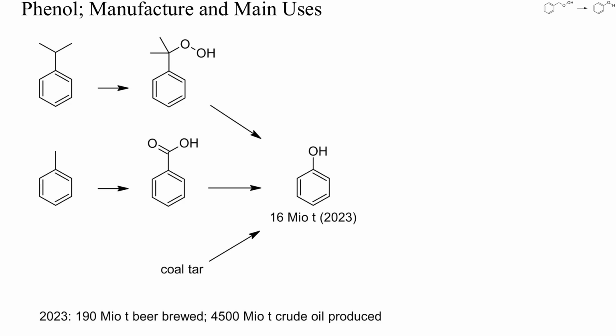To put the amount of produced phenol into perspective, about 10 times more beer is brewed worldwide, and the total amount of crude oil produced in 2023 was 4,500 million tons. Thus, the amount of phenol is less than 0.5% of the amount of crude oil produced, most of which is just burned.